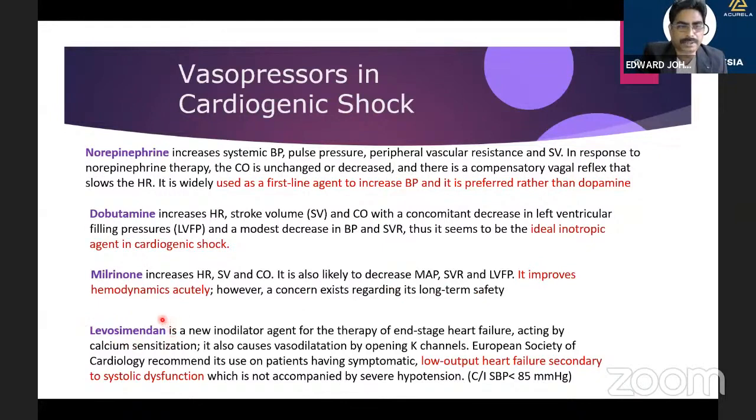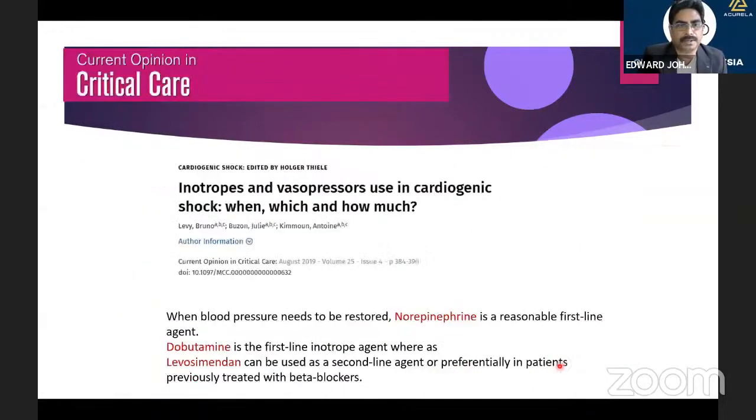Another second line of treatment is levosimendan. It acts through calcium sensitization, and it vasodilates by opening of the potassium channels. The European Society of Cardiology recommends levosimendan as a drug of choice for low output cardiac failure secondary to systolic dysfunction. But levosimendan is contraindicated when systolic BP is less than 85.